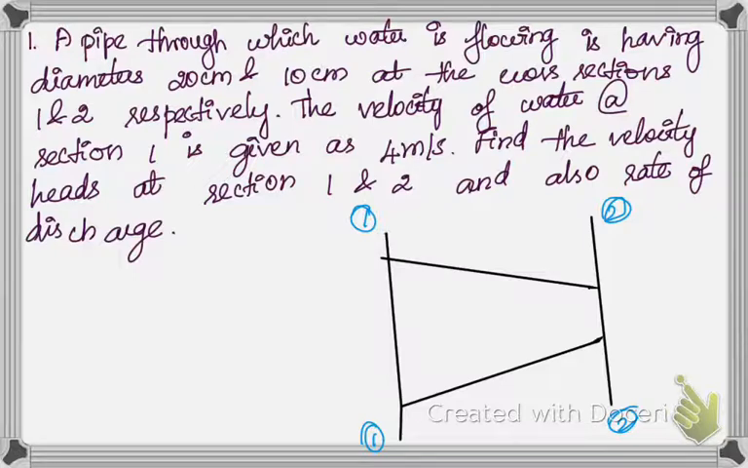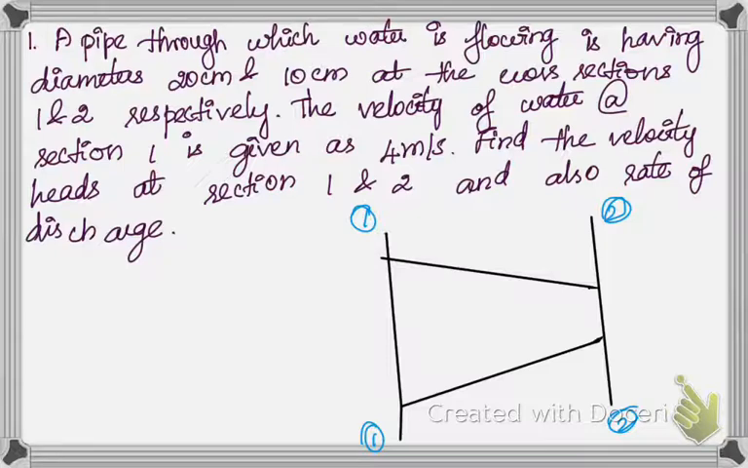So today we are going to see some of the solved examples in Bernoulli's equation. The first problem is that a pipe through which water is flowing has diameters 20 centimeter and 10 centimeter at cross sections 1 and 2 respectively. Which means there is a pipe, and two different diameters are there in the pipe.